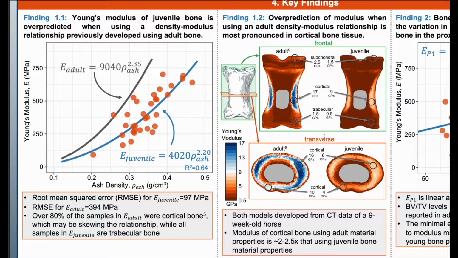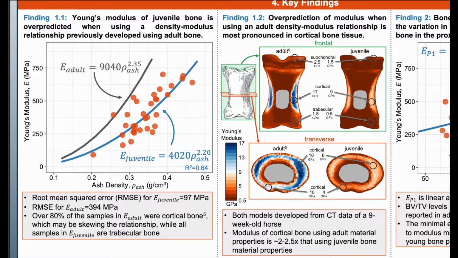If we go over here to this panel, finding 1.2, what happens if we actually put this density modulus relationship to work? These are 2 finite element models. These are developed from a data set of a 9-week-old horse. So this is a juvenile horse. On the left, this is the modulus distribution if we use the adult density modulus relationship. And on the right, this is the modulus distribution if we use the juvenile density modulus relationship, which is the one we developed. Even just looking at the color distribution, you can see that there's a pretty big difference in which colors are represented in the juvenile model versus the adult model.